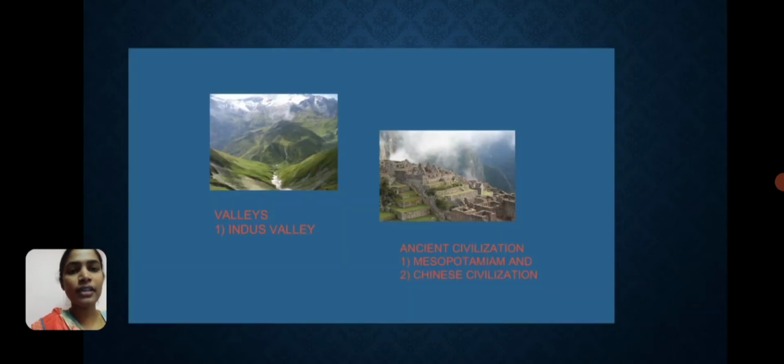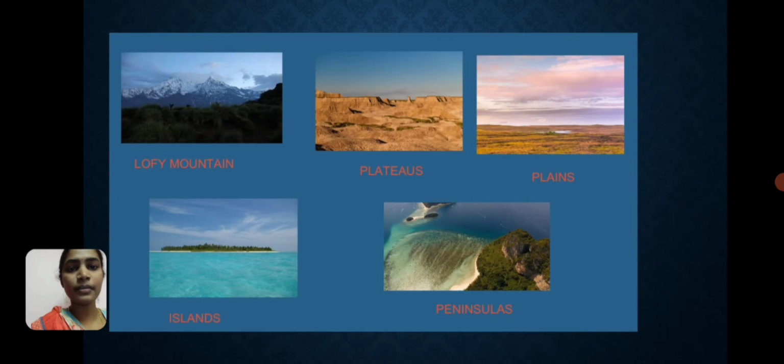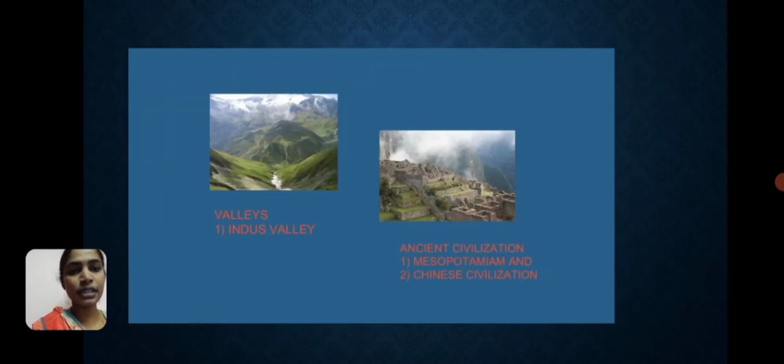So what did we learn about Asia? Asia is the largest continent in the world, and it covers 30% of the land and 60% of the world population. It is a very big continent. It has many features: lofty mountains, plateaus, plains, islands, and peninsulas. It also has many rivers flowing through Asia, like the Indus valley, and Asian civilizations like Mesopotamia and Chinese civilization. Next is location and area.